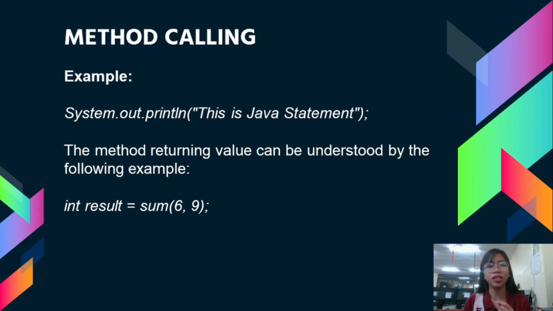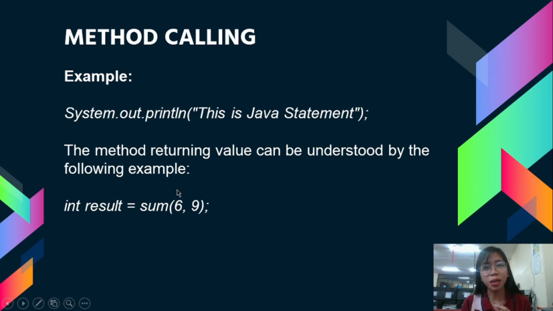Example of method calling. So here, at the bottom: the method returning value can be understood by the following example. If you notice, this is the name of the method, and then these are the arguments.